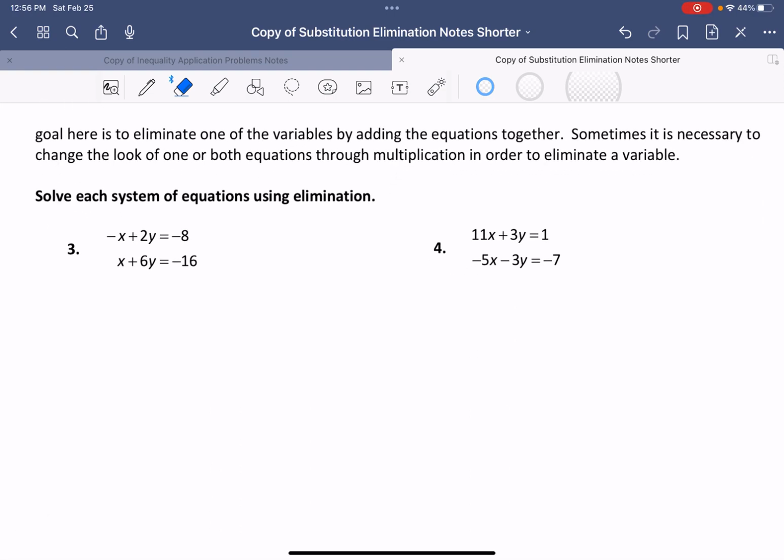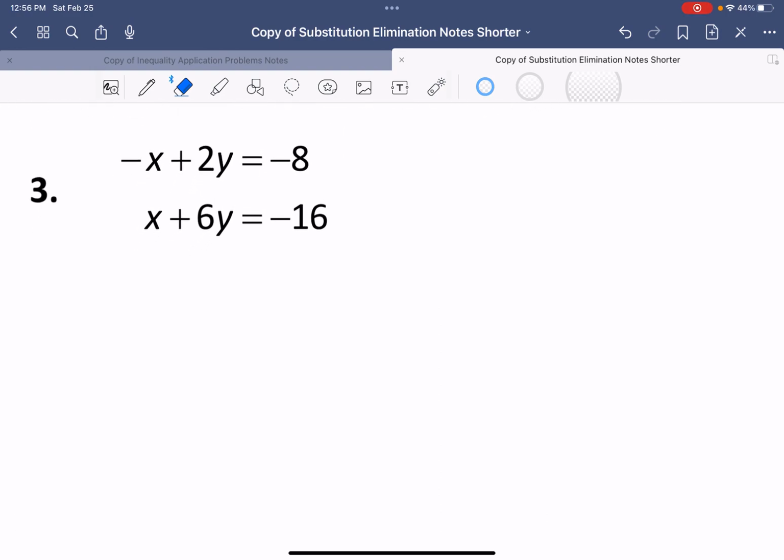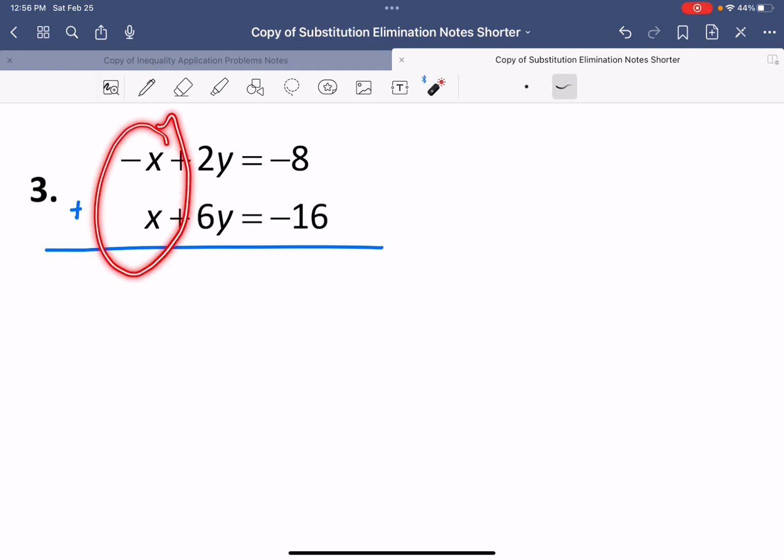All right, so to solve a system of equations by elimination, I love it because all we need to do is add these 2 equations together. This one is set up so nice and simply for us, where if you look at your x's right here, we can easily eliminate them. Negative x and positive x is equal to 0. So let's go ahead and do that.